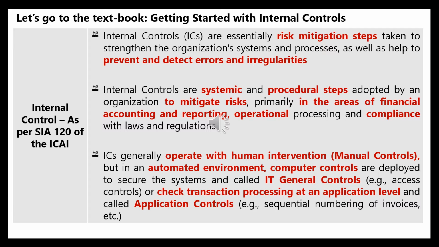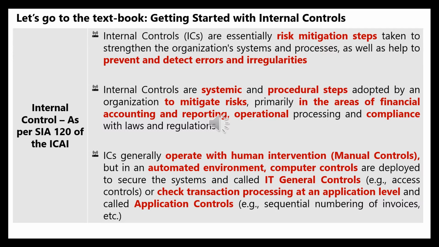Now that we've seen an everyday life example, let's look at what some of the textbooks say. Looking at Standard on Internal Auditing 120 from the Institute of Chartered Accountants of India, internal controls are essentially risk mitigation steps taken to strengthen the organization's systems and processes, as well as help to prevent and detect errors and irregularities. Internal controls are systemic and procedural steps adopted by an organization to mitigate risk, primarily in the areas of financial accounting and reporting, operational processing, and compliance with laws and regulations.